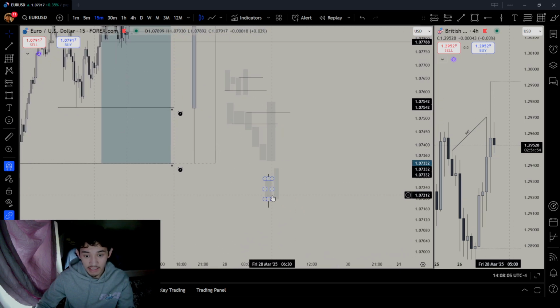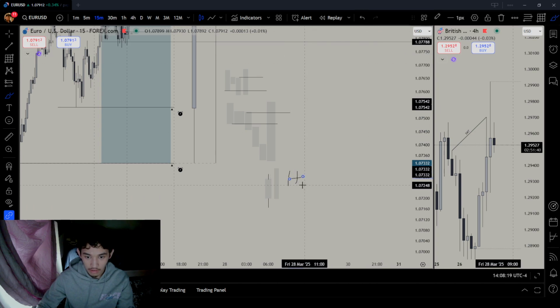Type number one is a full candle closure like this, which is this right over here. It's a high probability, but mid to low RR. So it gives you less RR.